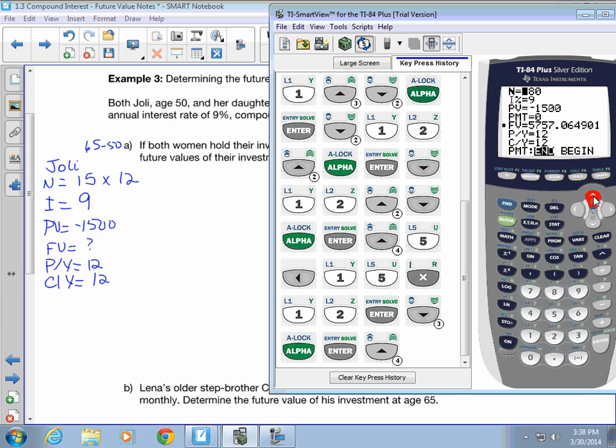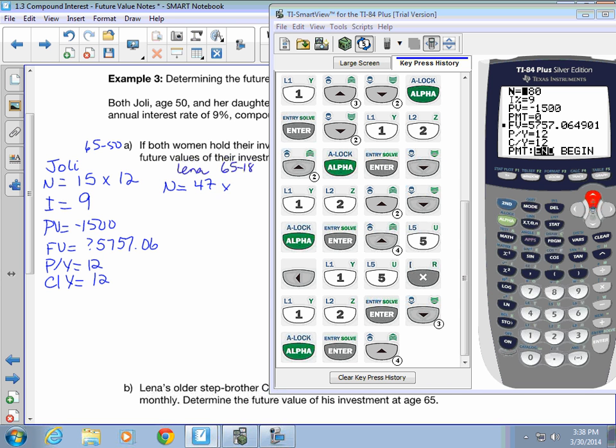So her future value is 5757.06. So for Lena then, her number of years, she is 18 and she's doing it till she's 65. So that's going to be 65 minus 18, which will be 47 years.